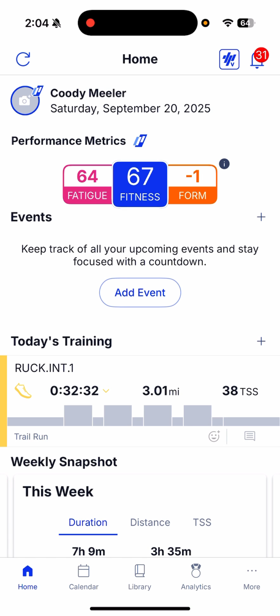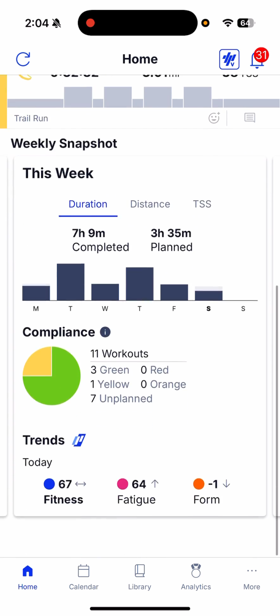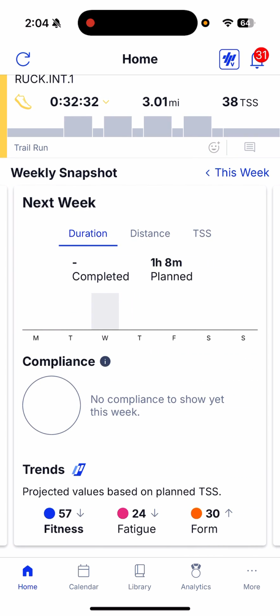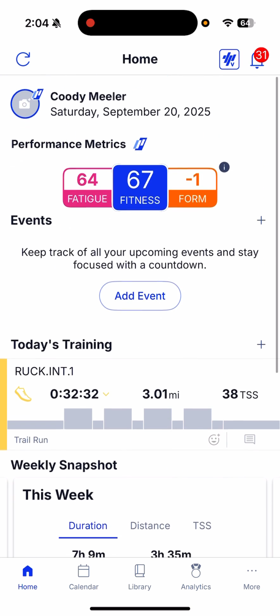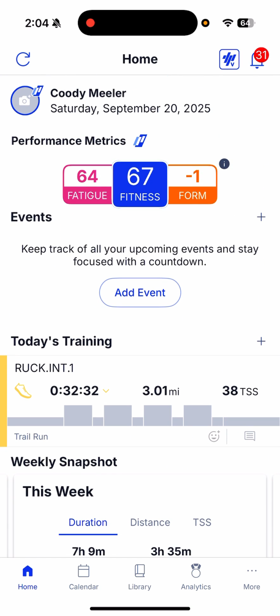Form should stay relatively steady, and then as you taper, you see that fatigue really start to come down, and fitness is maintained because it's a 42-day rolling average, and you'll see that form start to increase from negatives to positives. So that is a quick overview of the metrics of load management within TrainingPeaks.